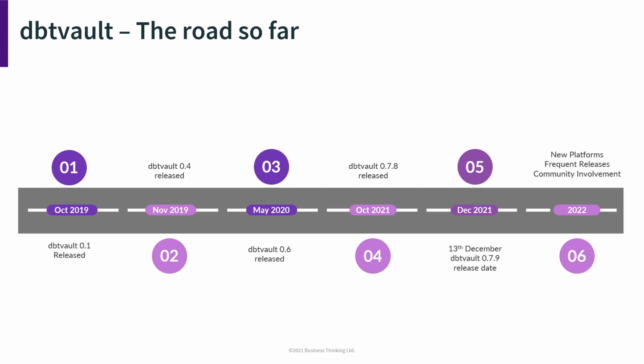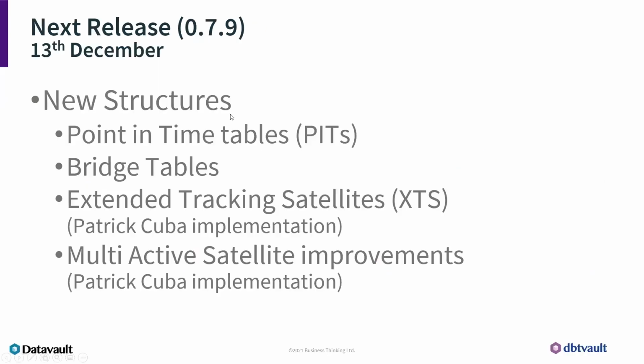So let's move on to 0.79 then. So next release, 13th December, as mentioned, we are finally approaching the business vault. So we've got point in time tables, bridge tables, and we've got some additional raw vault structures coming in as well. So extended tracking satellites, and we're significantly improving how multi-active satellites work.